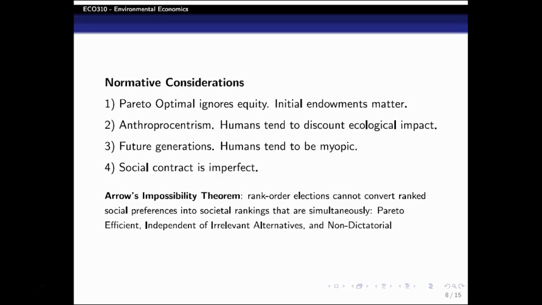Second, everything we've said up to this point is only human-focused, or what we call anthropocentric, or in other words, anthropocentrism. This is the idea that humans tend to discount ecological impact. We tend to discount things that aren't human-focused. And clearly with the environment, this can cause a whole host of problems, whether it be deforestation and the destruction of habitat for the animals that live inside of that forest, or whether it's an oil spill, which puts the lives of both flora and fauna at great risk.